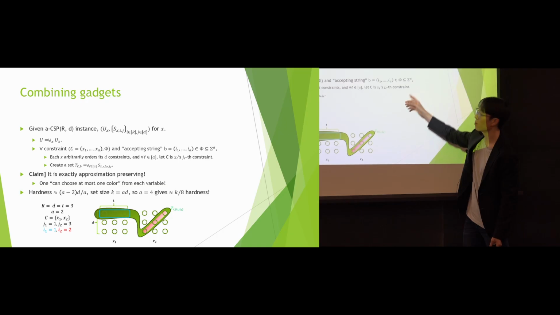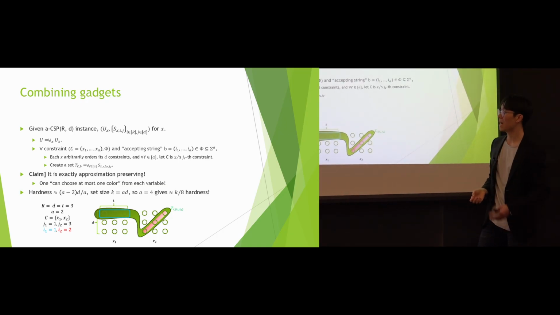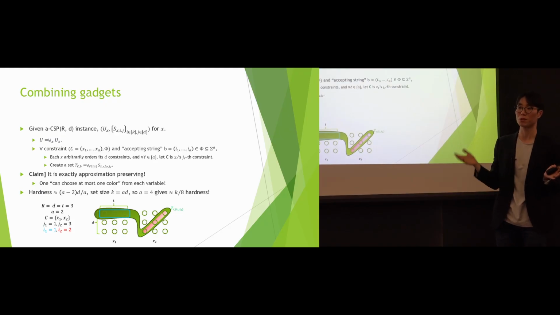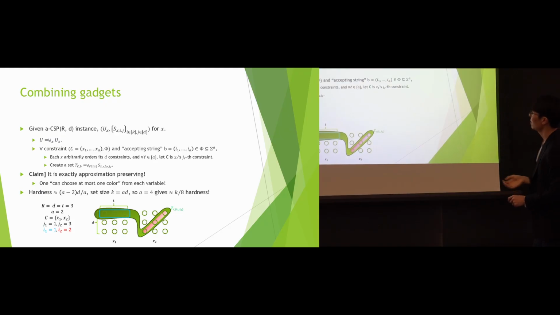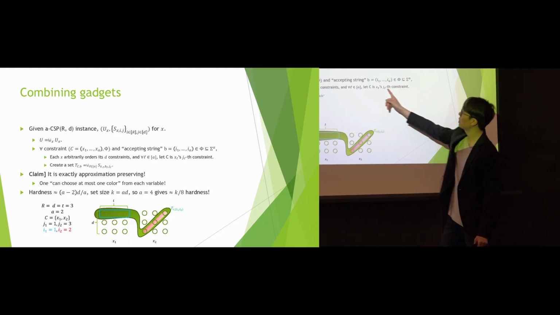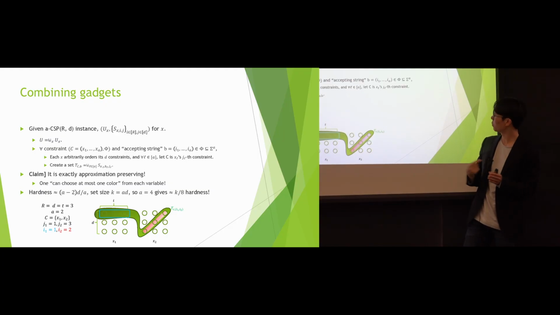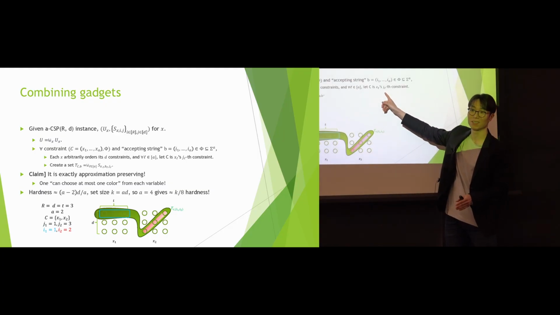In the beginning, we let each variable x arbitrarily order its D constraints. So if I'm variable x1, then this constraint is my first constraint, this one is my second constraint, and so on. Just an arbitrary ordering is fine. Then if I look at one constraint C, I look at all the variables I'm involved in, and for each variable, I know that for this guy I'm the 7th constraint, for this guy I'm the 5th constraint. So that's my J values.